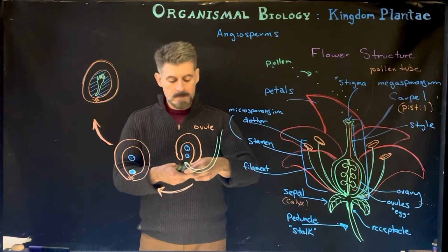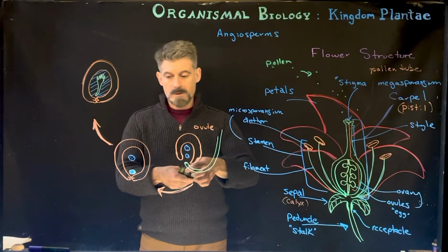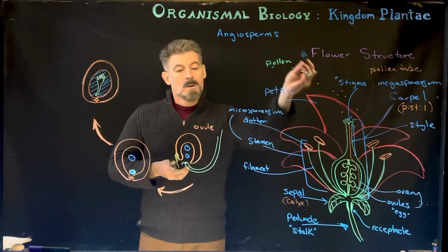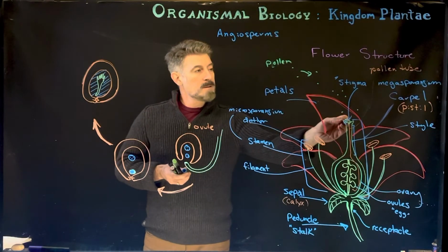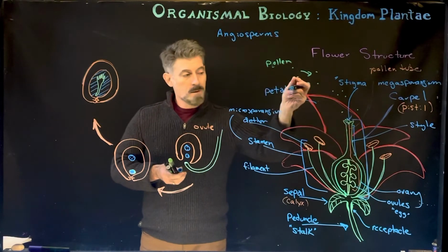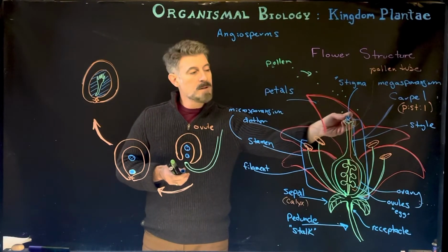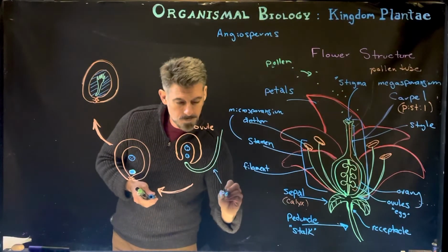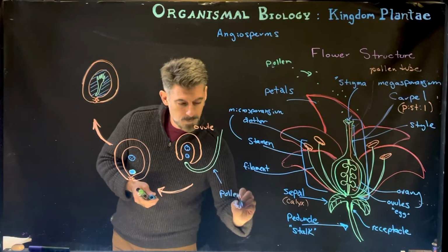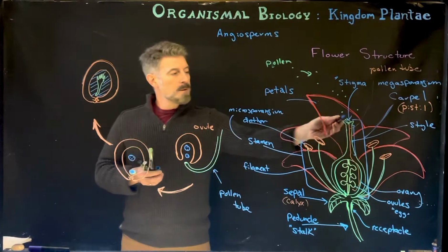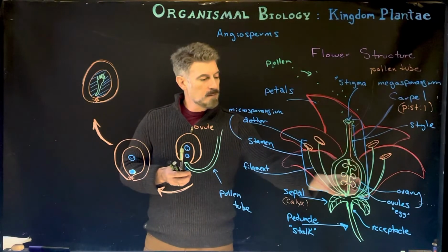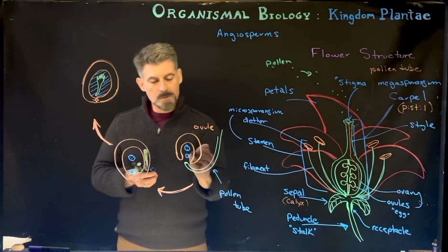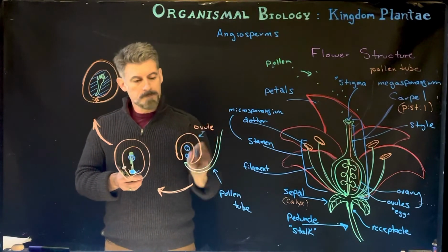The pollen. I'm trying to think which color to label this with. All right. The pollen will land on the stigma. One of the cells will then develop into the pollen tube. And so this is the pollen tube now. The pollen tube will extend down the style around here to one of the ovules. This is an ovule here.